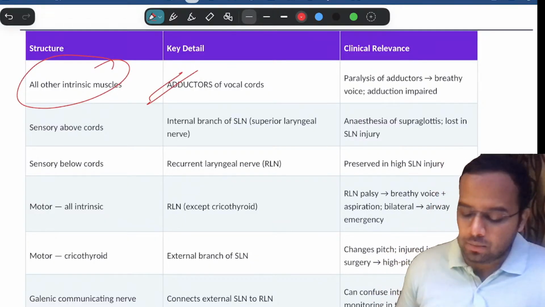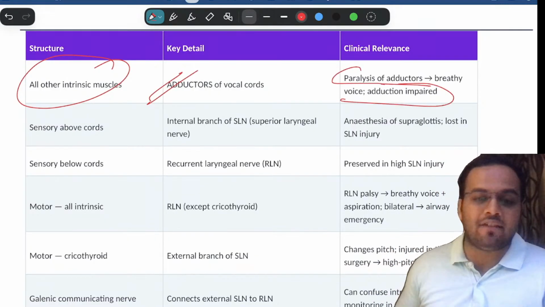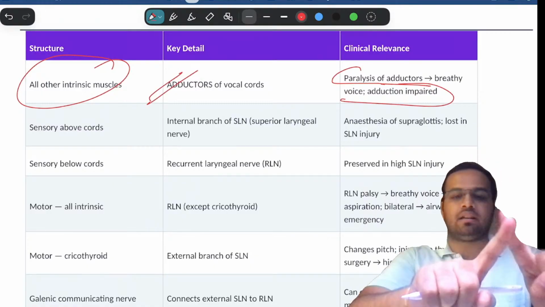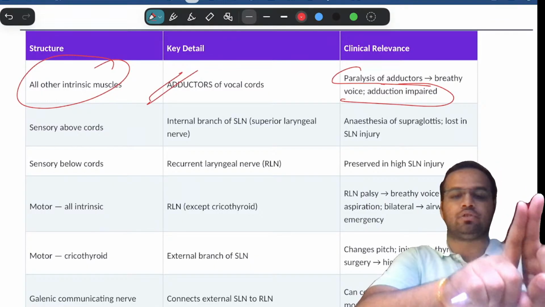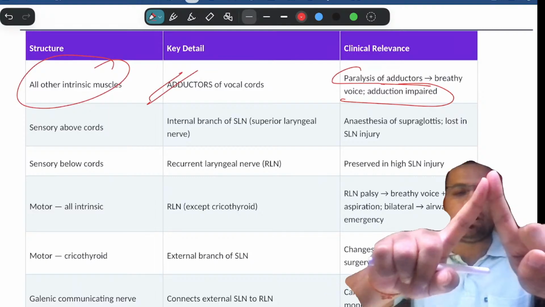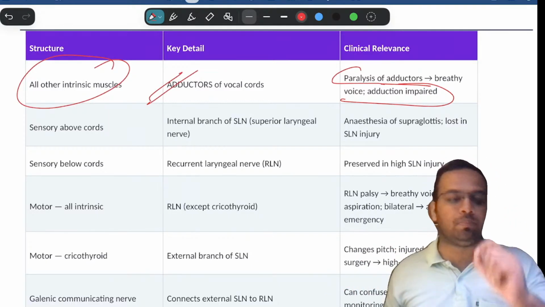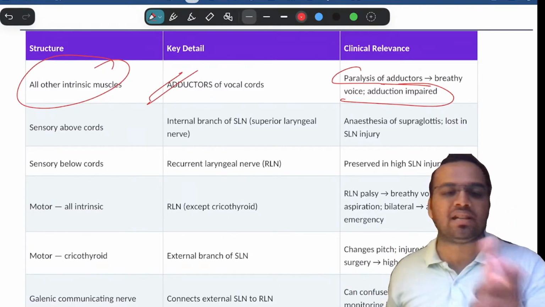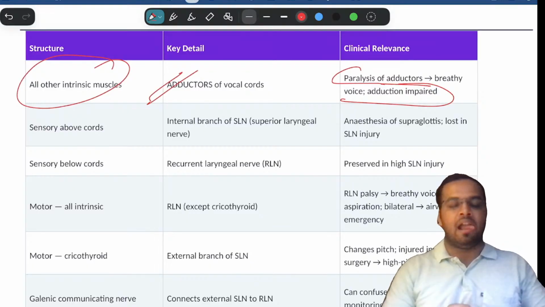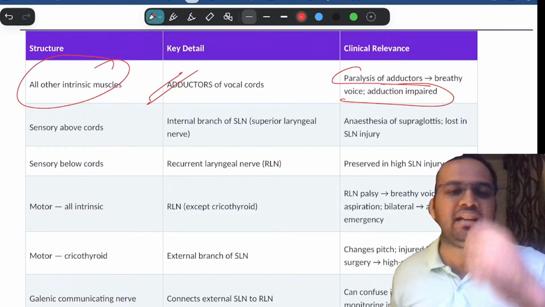Whenever there is paralysis of the adductors, the vocal cord cannot come in between. So it is going to remain open like this. Whenever the vocal cord remains open like this, it is going to cause breathy air, and that is the reason the patient's voice is not going to be articulated. You can see that the voice has got some airy tinge.